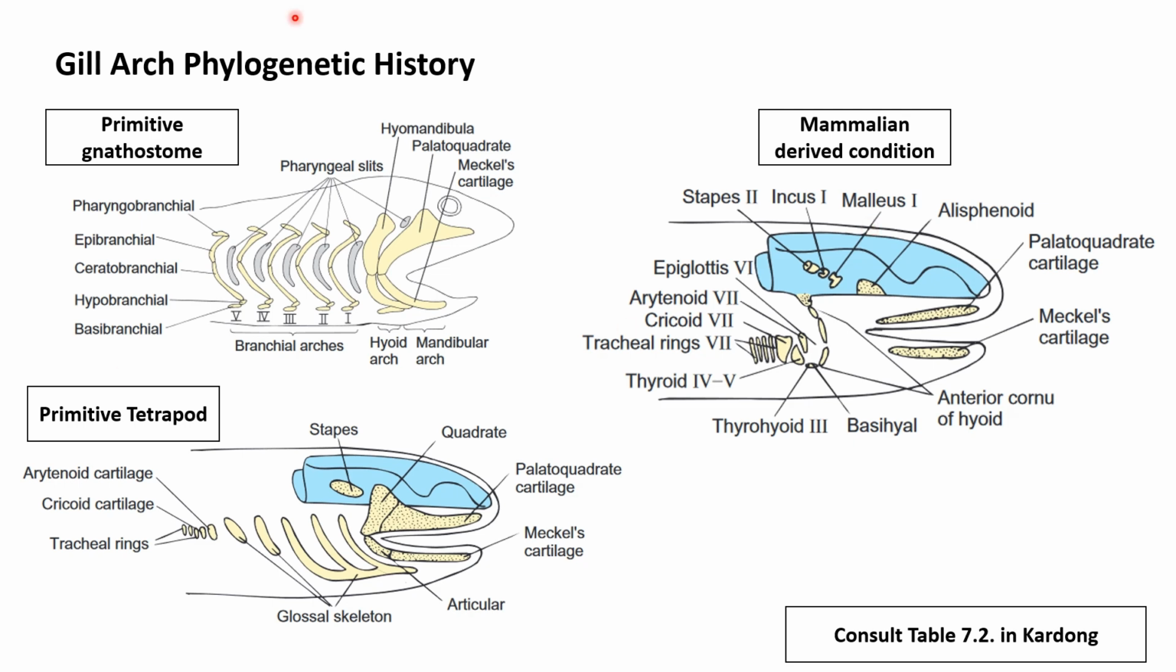The remaining gill arches were also extensively reorganized in the tetrapod neck, giving rise to the tracheal and laryngeal cartilages, the epiglottis, and also the tongue skeleton. So consult table 7.2 in Kardong for a detailed enumeration of these phylogenetic fates of the gill arches.